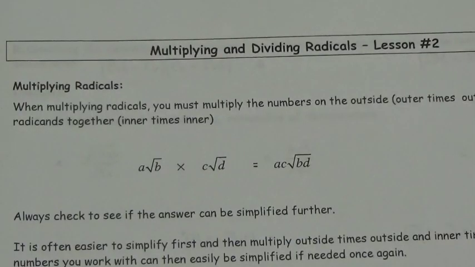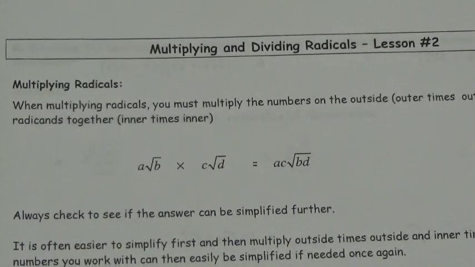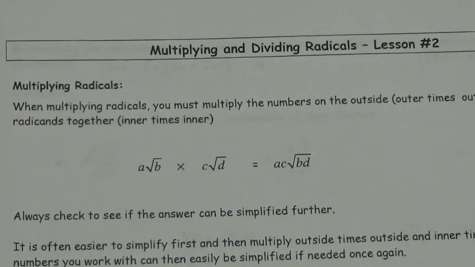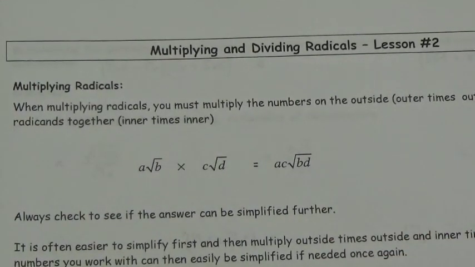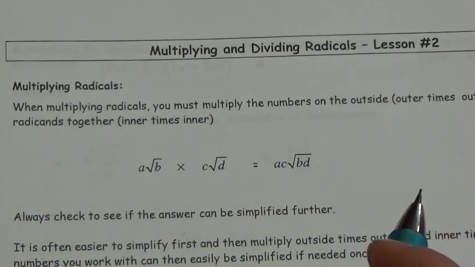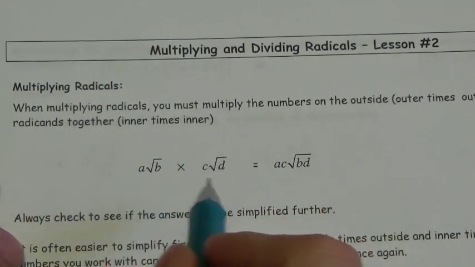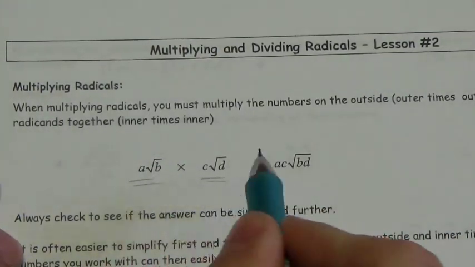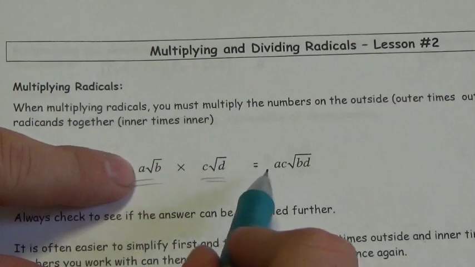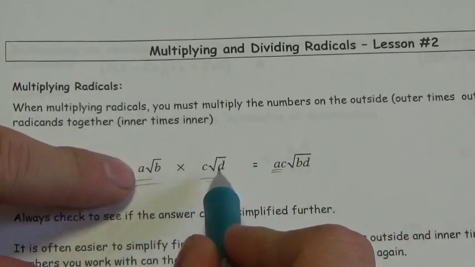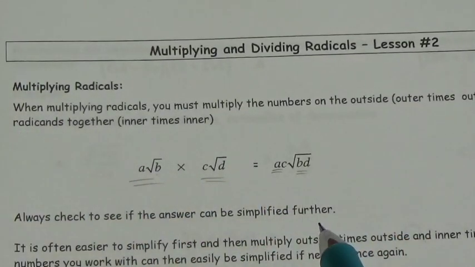Alright, hi everybody. Now we're going to take a look at multiplying and dividing radicals, but we're going to start with multiplying radicals. And this is actually really quite easy. As long as you remember the little rule here that when you multiply two radicals together, you multiply the coefficients together, and then you can multiply the two radicands together.